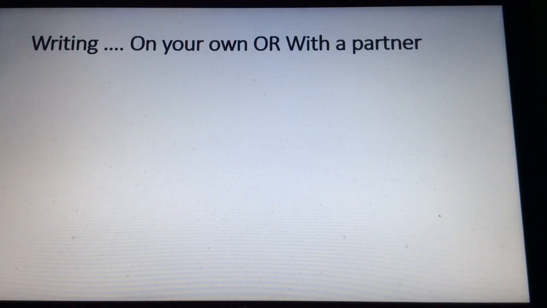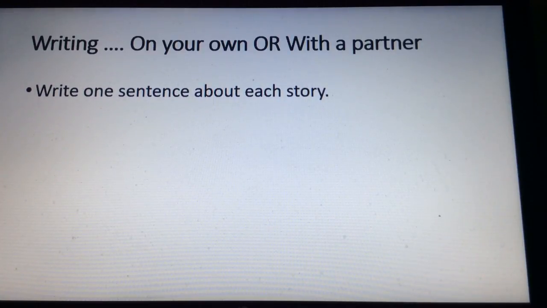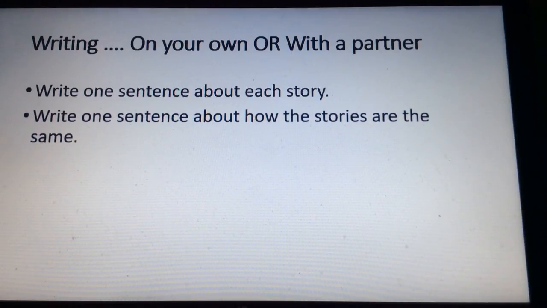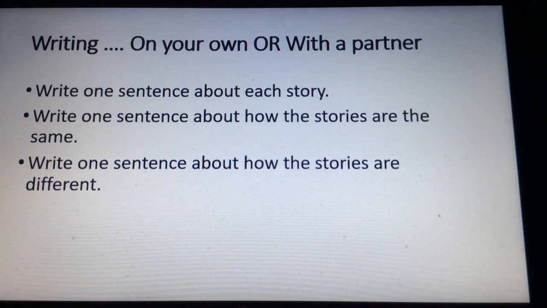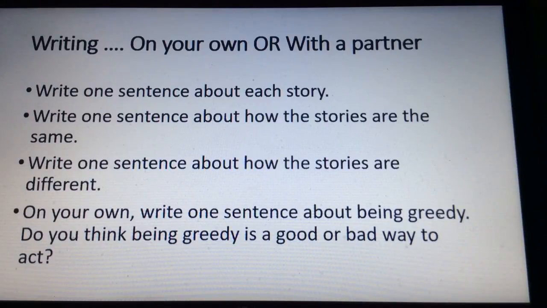And then on your own, I want you to do some writing. Or if you'd like to work with your partner, you can. I want you to write one sentence about each story. I want you to write one sentence how the stories are the same. I want you to write one sentence how the stories are different. And then lastly, all by yourself and not with a partner, write one sentence about being greedy. Do you think being greedy is a good or bad way to act? And when you're finished, we'll share your final answers. Thank you, class.